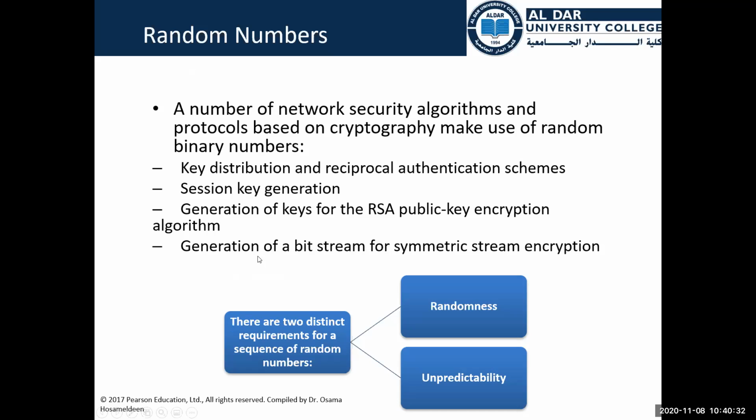Because we have a bit stream at the sender and a bit stream at the receiver, and then we want to send the bit stream from the sender in a secure way. So we use the encryption key as a random number.